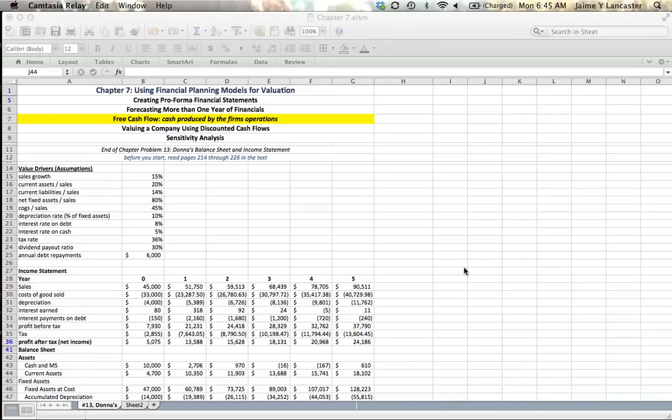Hello. In this tutorial, we are going to look at how to calculate a firm's free cash flow and forecast it for the next few years. Free cash flow basically refers to the cash produced by a firm's operation. It tells us how much cash a firm can generate doing what it's supposed to do, you know, buying and reselling products or making something, offering a service.